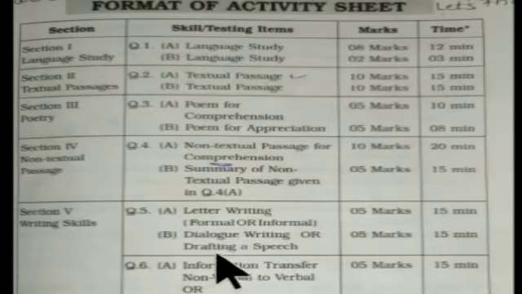In drafting a speech you have to write speech writing. This is an or question. Means section number 5, writing skill, question number 5 A, B is for 10 marks, and you have to attempt this question within 30 minutes.